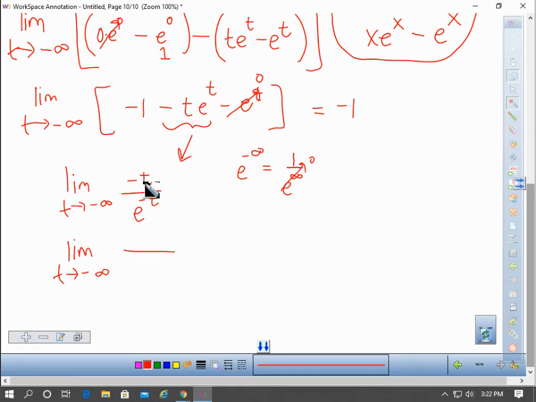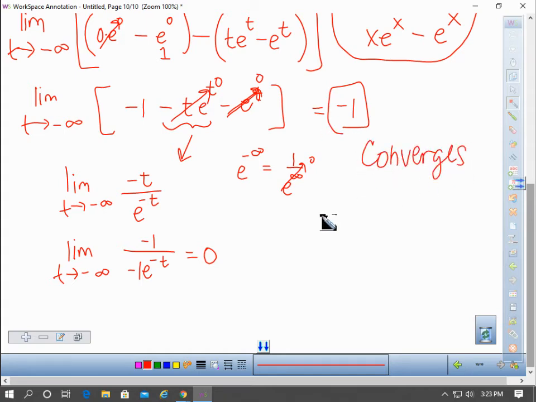So when I take the derivative of negative t, I get -1. And when I take the derivative of e to the negative t, I get e to the negative t times -1. So now I do negative infinity again. When I plug in negative infinity in here, I'm going to end up with -1 in the numerator, but putting negative infinity in the denominator gives me e to the positive infinity, which is going to be a big number, infinity. So I have -1 divided by infinity, so this is going to go to 0. So this part goes to 0, that part goes to 0, so the answer is -1, so that means this problem converges to -1. All right?